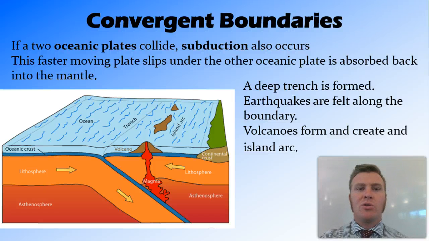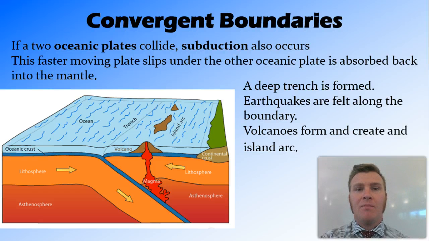The next one is if two oceanic plates collide with each other. And here subduction occurs as well, but this time the faster moving plate is going to slip underneath the other plate. And again, that pressure buildup of the new magma that's formed from the crust melting is going to come up through the other plate in the form of a volcano.